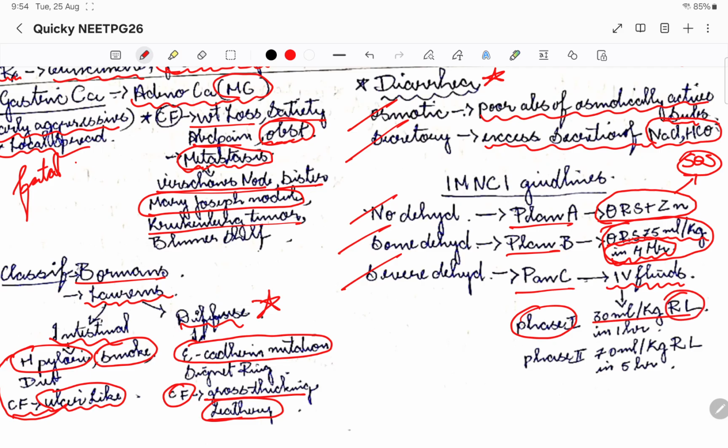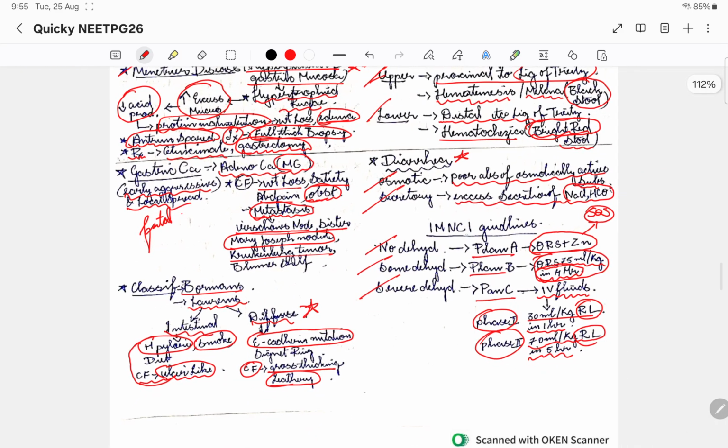So Ringer lactate is the solution. In the first hour, there is going to be phase 1, whereas in phase 2, it is going to be 70 ml per kg Ringer lactate solution, which we are going to give over 5 hours. So this is the IMNCI guidelines with respect to diarrhea treatment.